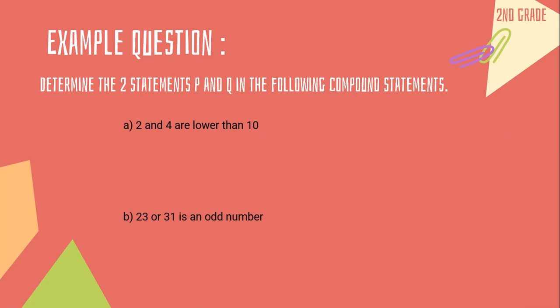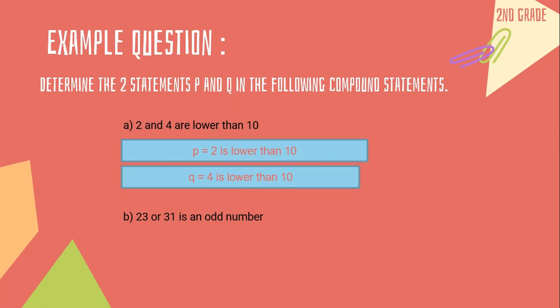Okay, first question is: 2 and 4 are lower than 10. So we determine the two statements P and Q in the compound statement. So 2 and 4 are lower than 10. So the two statements P and Q are: P is 2 is lower than 10 and Q is 4 is lower than 10.